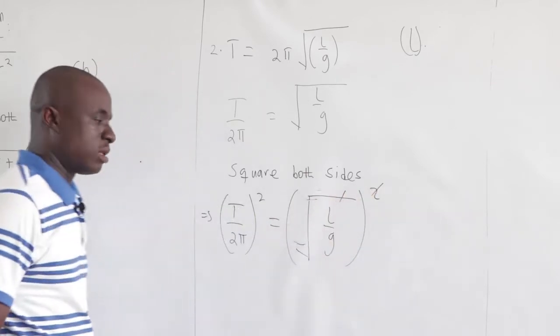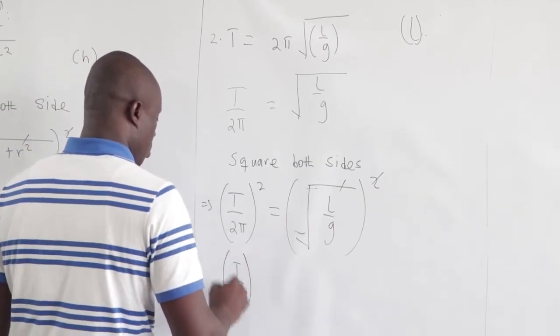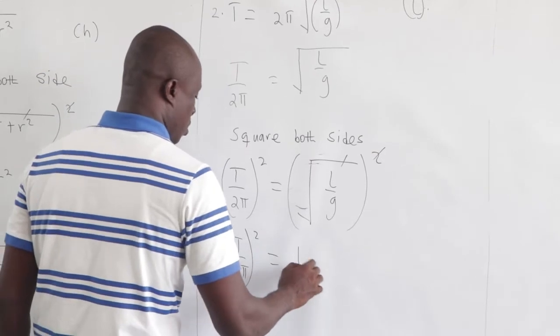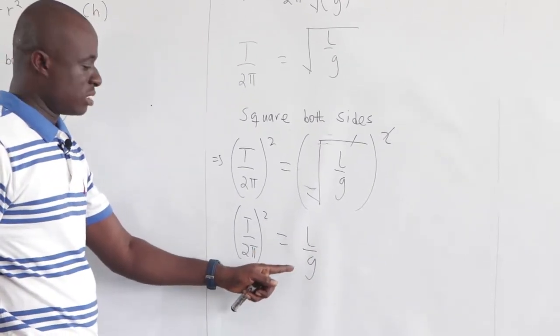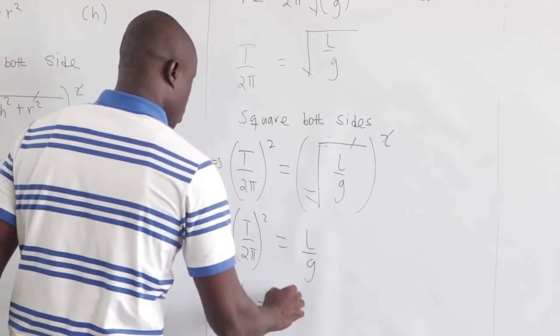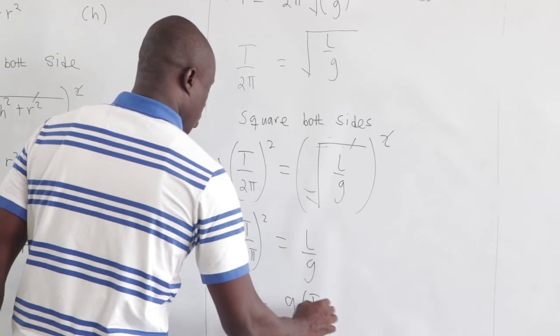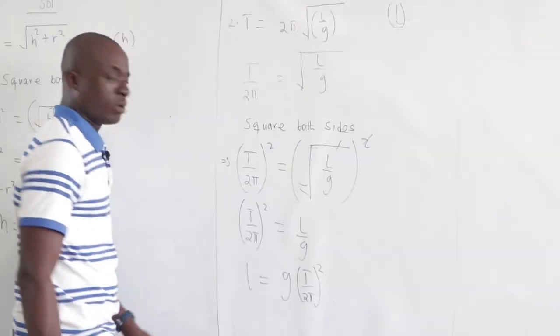This is cancelling out that. So you have t over 2 pi all square equal to L over J. We want to make L the subject. What's the LCM? J. So J will come here. So you have L to be equal to J, T over 2 pi all square.